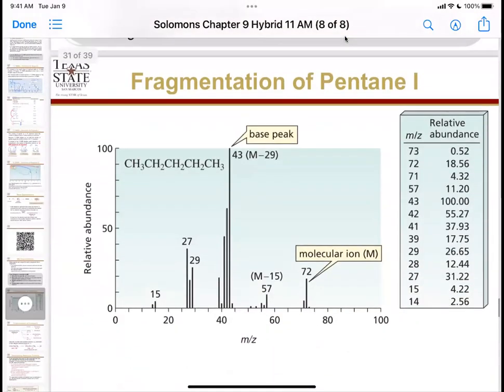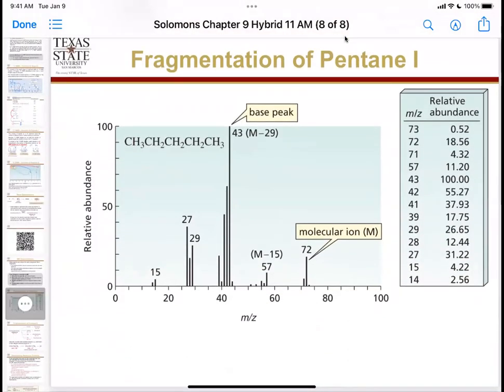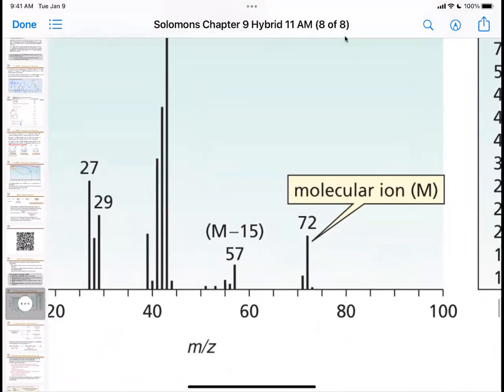So let's look at the fragmentation pattern of pentane. Pentane's a large hydrocarbon. It's a straight chain hydrocarbon, which means that if it breaks apart and forms a cation or radicals, they're all going to be about the same stability. So what we see here is our molecular ion peak is this highest peak here.